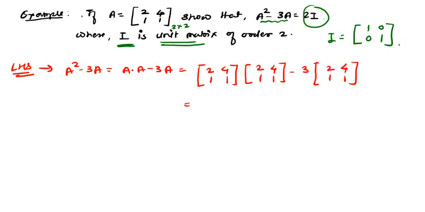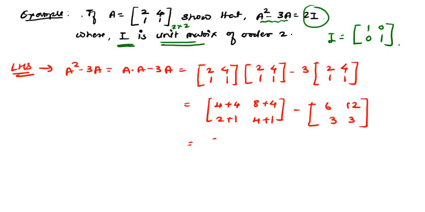Now take this multiplication. This will be 4 plus 4, 4 into 2 is 8 plus 4, then this will be 2 plus 1, then this will be 4 plus 1, minus, by scalar multiplication, 3 into 2 is 6, this will be 12, this will be 3, 3 into 1 is 3. So which is equal to 4 plus 4 is 8, this will be 3, this will be 12, this will be 5, minus 6, 3, 12 and 3.